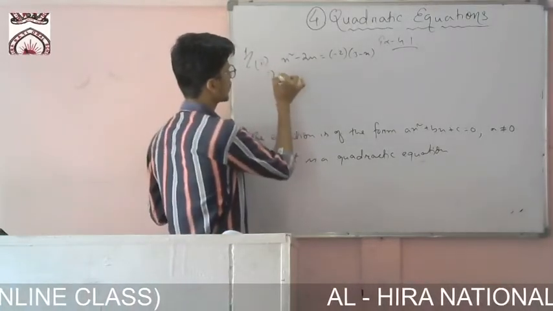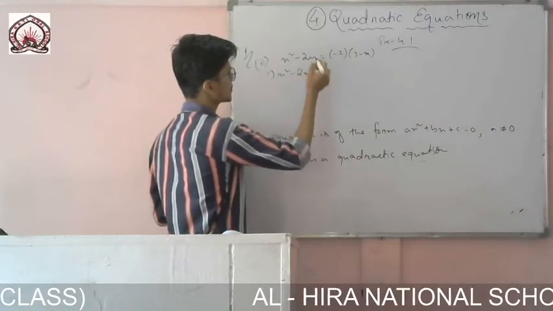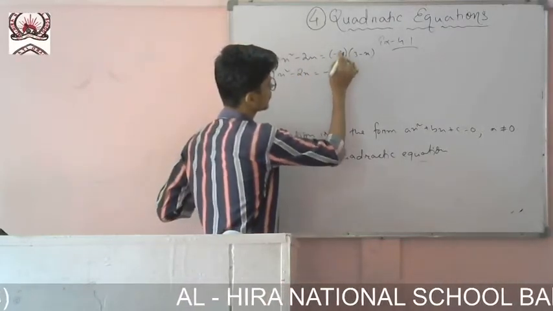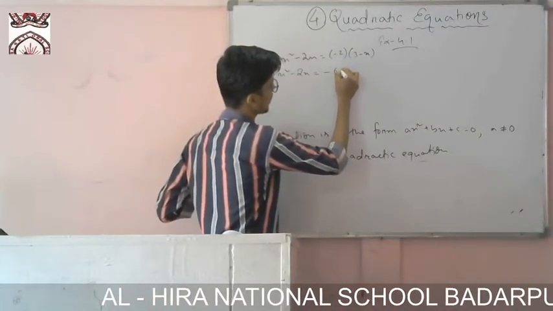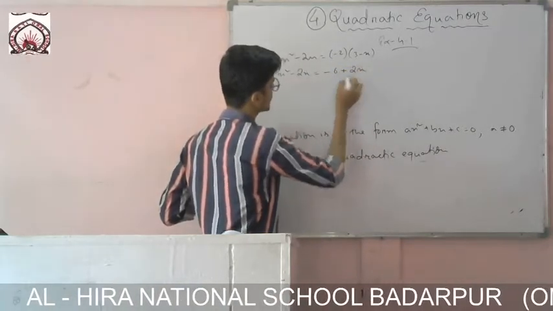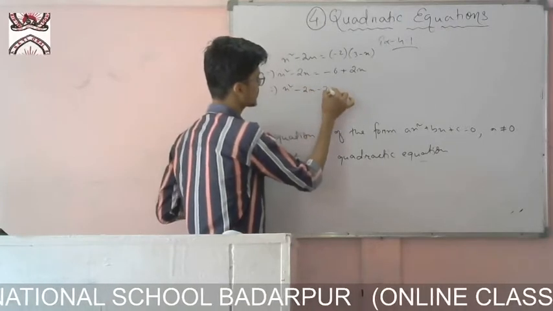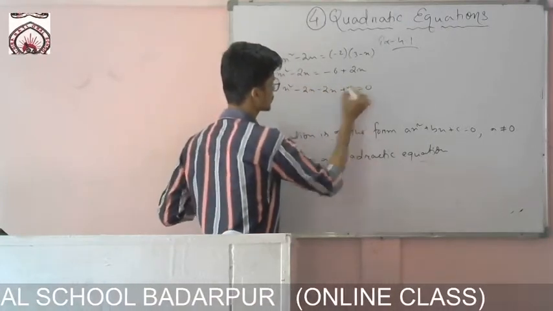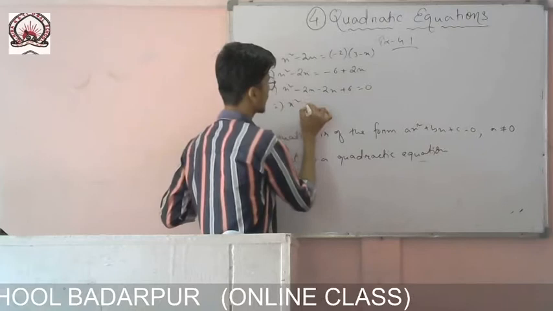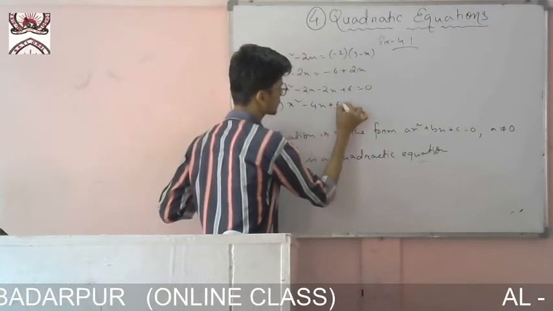So if I go on solving, x square minus 2x, it is okay. Then minus 3, 2s are 6, minus minus becomes plus, twice x. So if I change the side, x square minus 2x, again minus 2x and plus 6 equals to 0. So x square minus 4x plus 6 equals to 0.